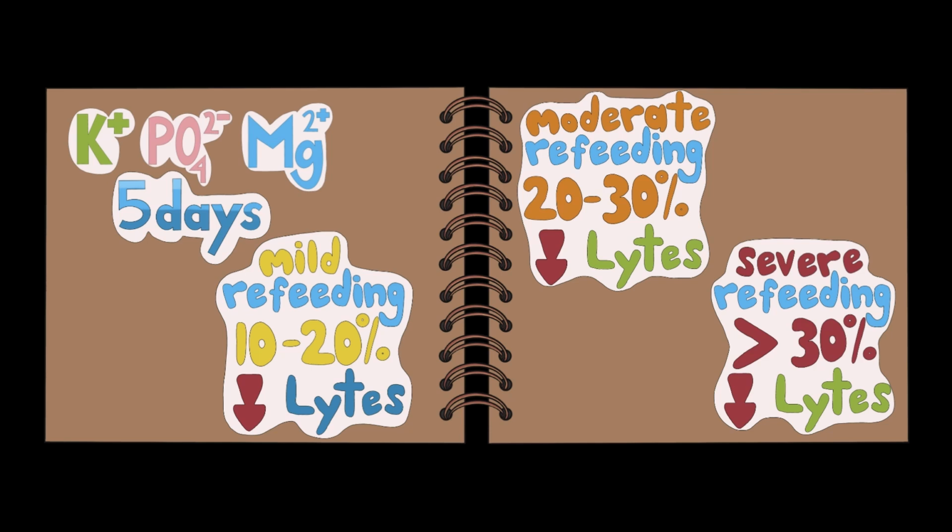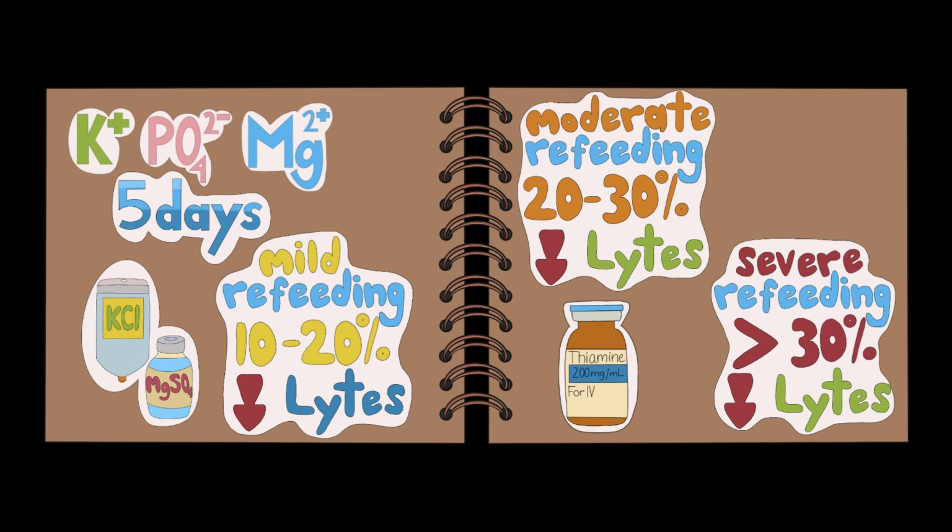Electrolyte repletion is the number one treatment for refeeding syndrome, but other interventions may include thiamine supplementation or multivitamin supplementation. You may choose to slow the rate of advancement of calories, particularly if electrolyte levels are difficult to correct.